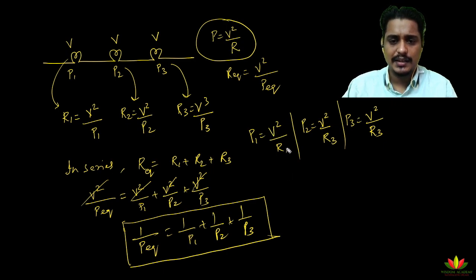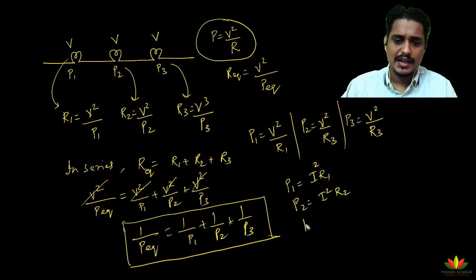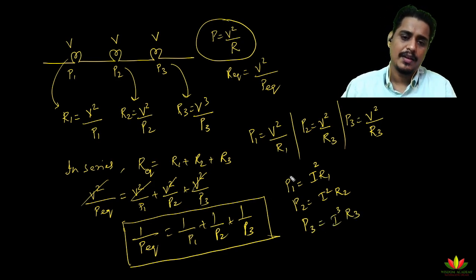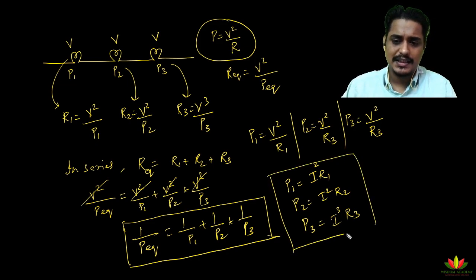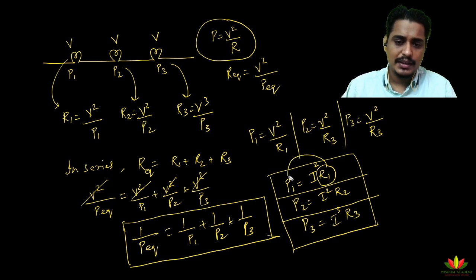So when you put IR here, then P1 will become equal to I square R1, because one R1 will get cancelled. Same way P2 will become equal to I square R2, and P3 will become equal to I square R3. So if you see these three equations, you come to know that the resistance is depending upon the power.